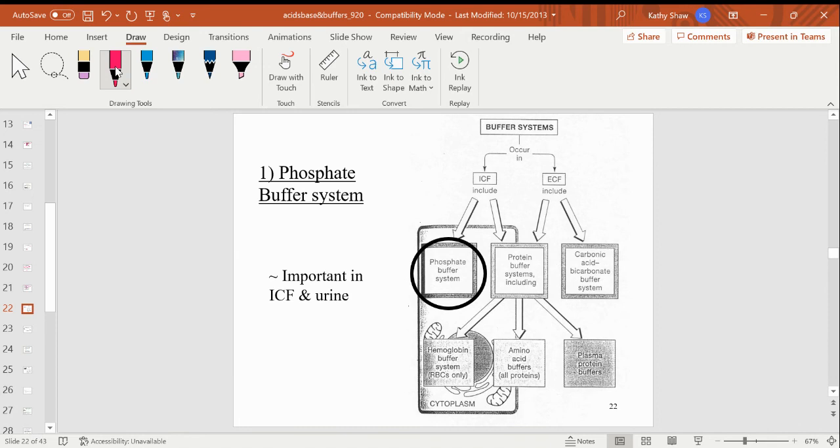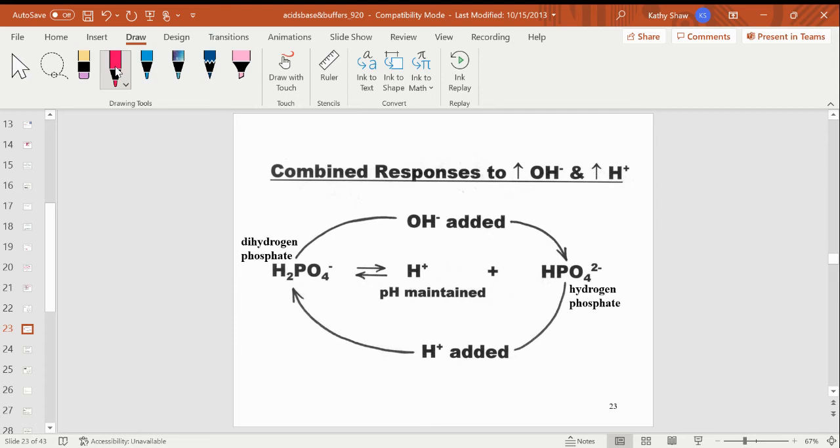Okay, so let's talk about the individual buffering systems. So the first one we're going to talk about is your phosphate buffering system, or phosphoric acid. So there's a couple different ways. This is more of a circular way of going through it, and I'm going to go through it in a very linear manner, and whichever one you like, you're more than welcome to use.